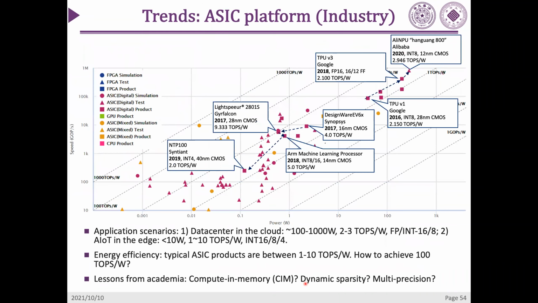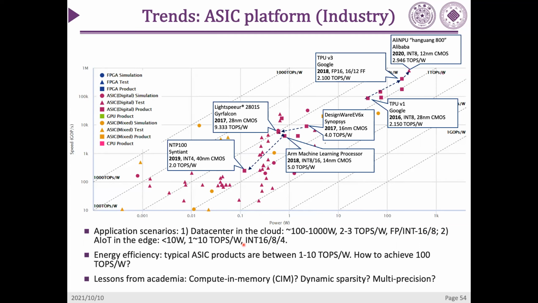And for the industry trend, we can see that the application scenario is mainly in the data center in the cloud, and it's about 100 to 1,000 watts and 2 to 3 teraops per watt, and it will have floating point or integer 16 to 8. And for the AI IoT in the edge, it is mainly smaller than 10 watts and 1 to 10 teraops per watt.